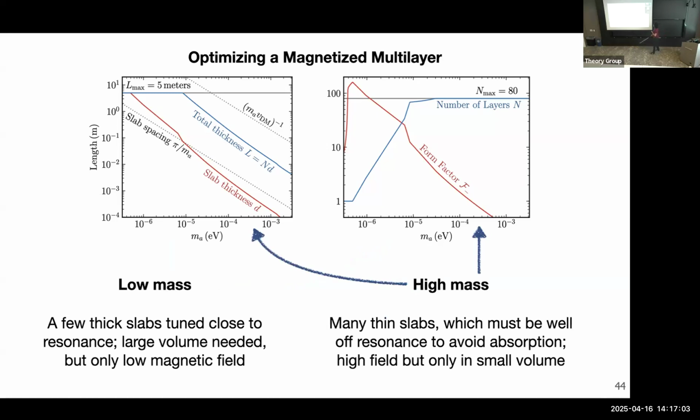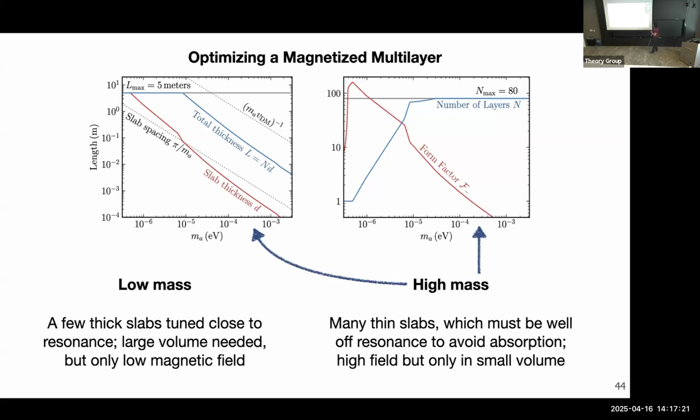Now in the high mass regime, you're talking about something completely different. In this case, it's best to have a lot of thin slabs. But it turns out that that only works if you're really far away from resonance, because otherwise you would absorb too much of the signal from the previous slabs. And so that means that in this case, the form factor is sometimes not even greater than 1. You're well away from resonance.